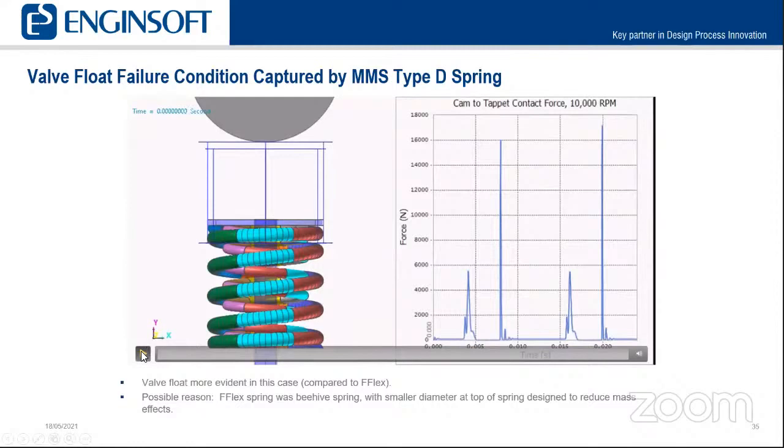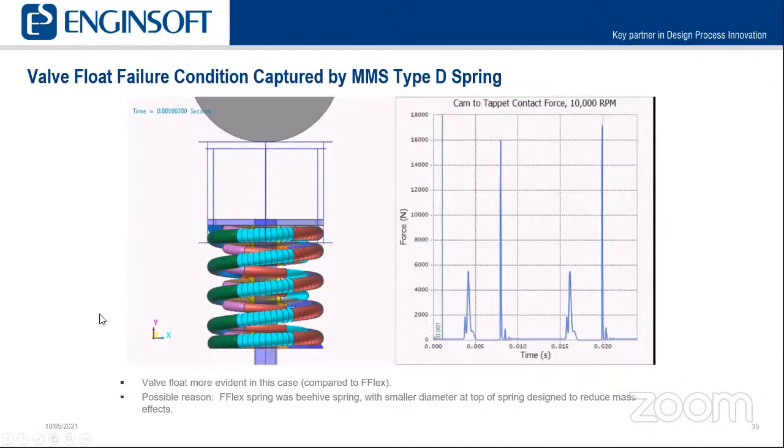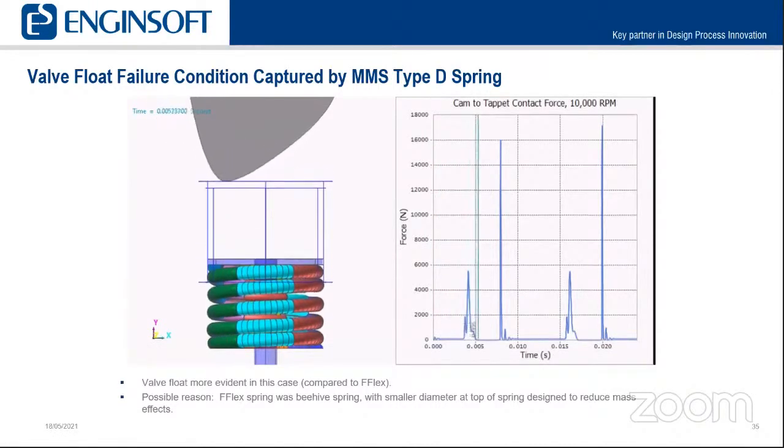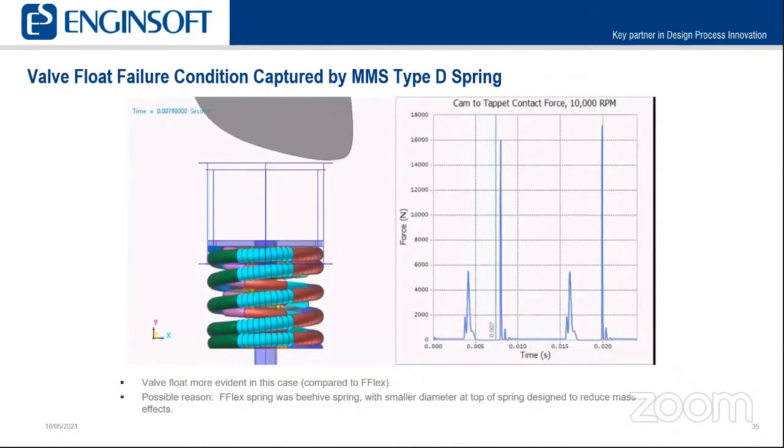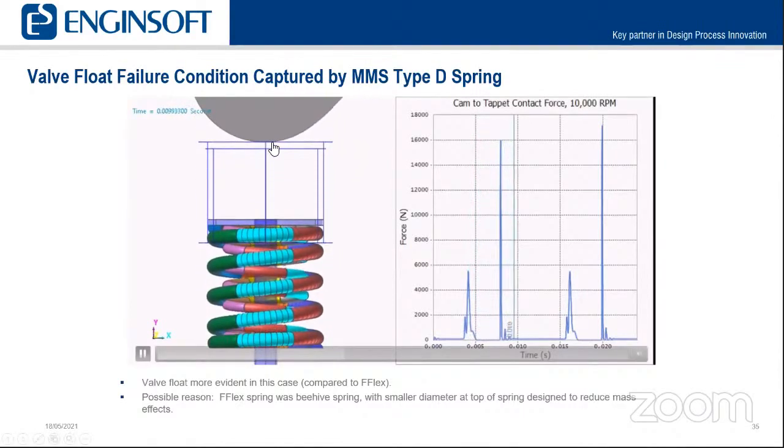This is an animation of those results. Actually, this is for 10,000 RPM, just to show the effect a little more obviously. Here you can definitely see there's a separation between the cam and the tappet.